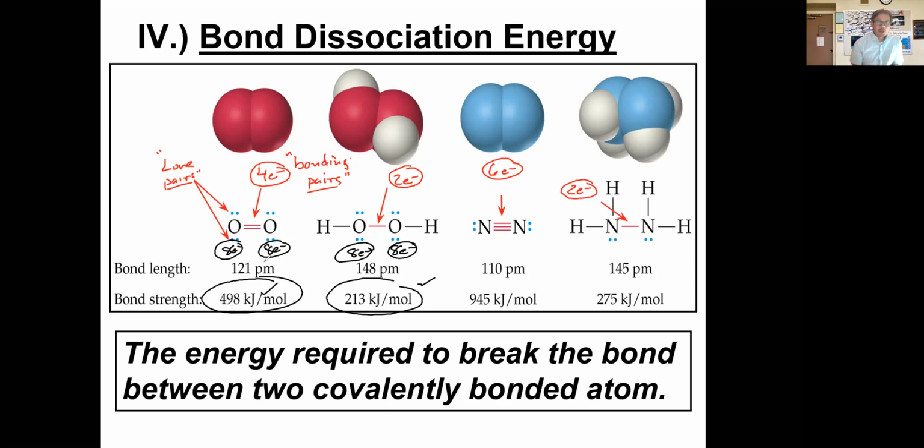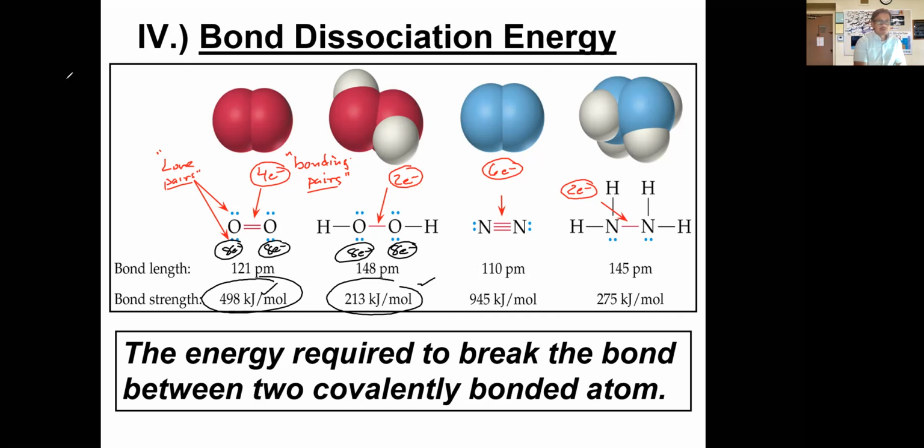So if you notice, with the double bond here, it's a little bit shorter. The bond length is a little bit shorter than the single bond. And with the triple bond, it is even shorter than the double bond. So the order of bond length is what we have here. Let me go ahead and write this here now, to summarize this for you.